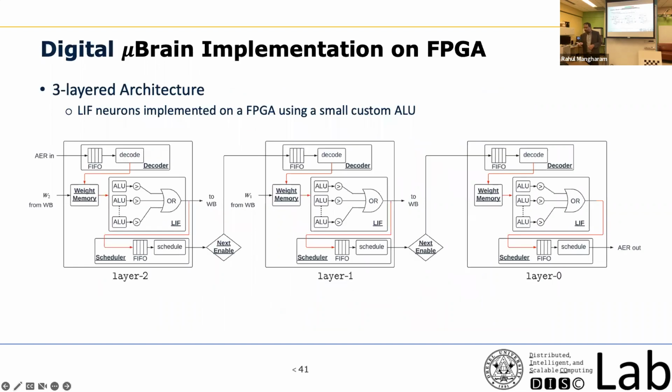And who was asking me about FPGA? That is our FPGA design. The same microbrain we have implemented on an FPGA. So AER in is the Address Event Representation in, which is this header file coming in, and then AER out is the way going out.